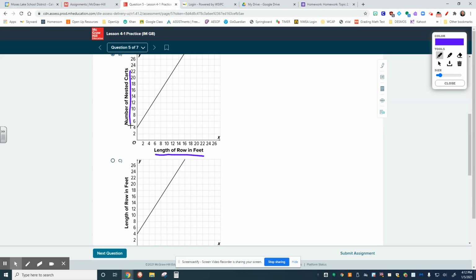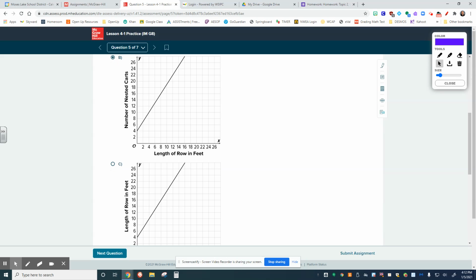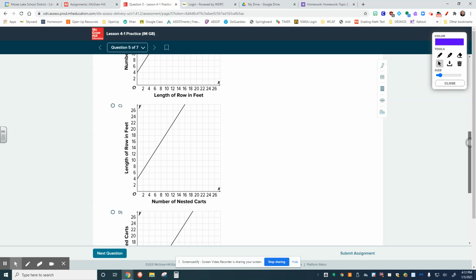I see number of nested carts on Y and then length in the row in feet. There's a difference right there. So let's look and see what that difference does for us. Is it the number of carts that depends on the length of the row, or does the length of the row depend on the number of carts? In this case, the row is only going to get longer if I add in more carts.